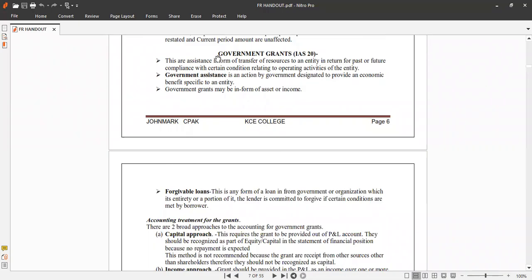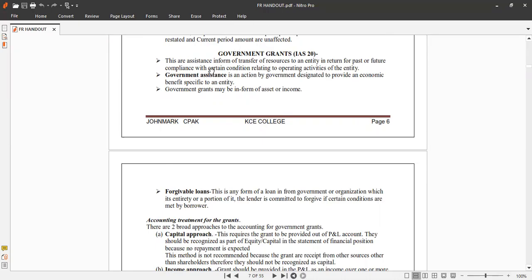Now let's look at government grants. That's under IAS 20. And what do we mean by government grants? First of all, you have to differentiate between a grant and a donation. What's the difference between a grant and a donation? Now, a grant and a donation are both financial assistance from the government, but a grant has some specific conditions on it. A donation has no conditions.